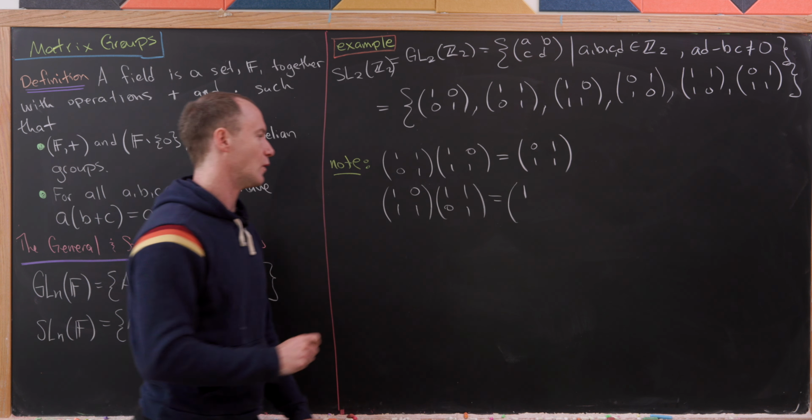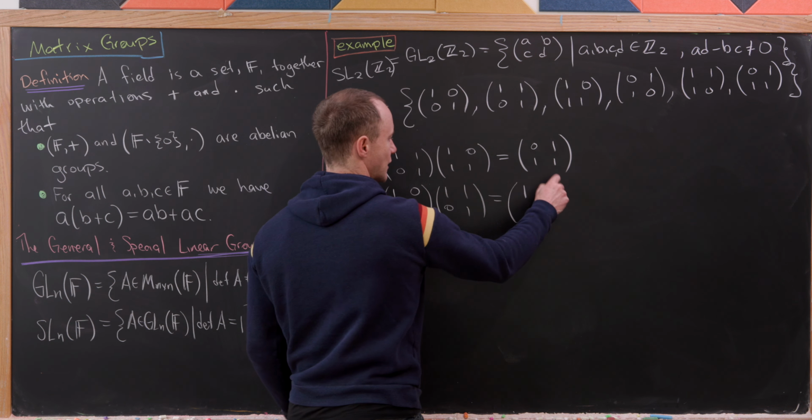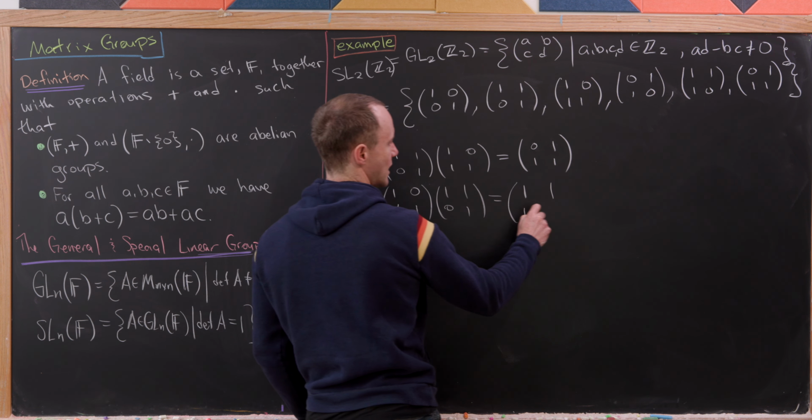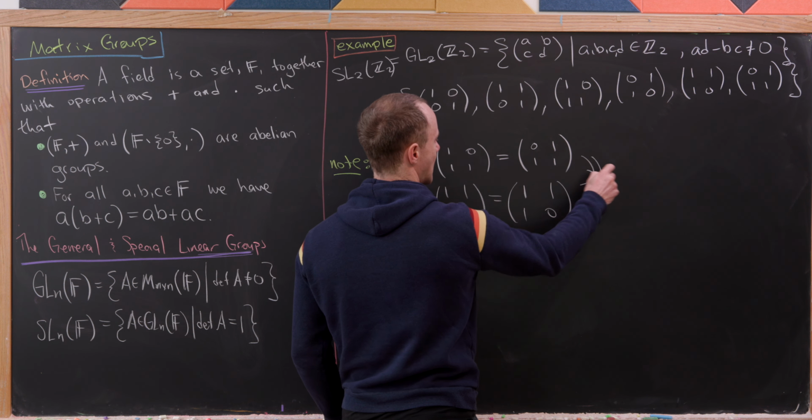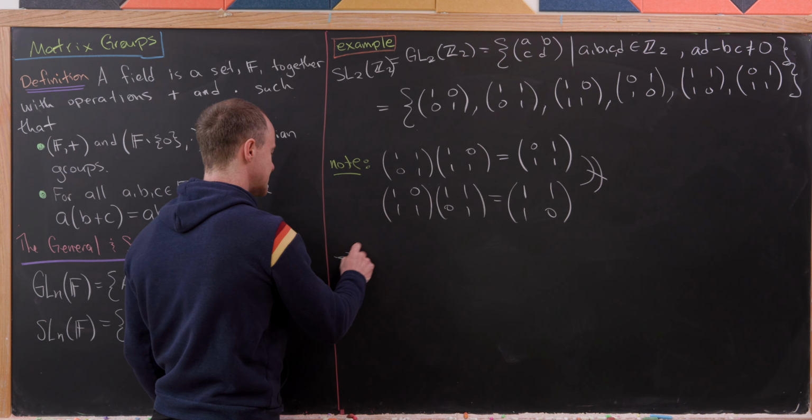So now we're going to get a 1 in this first entry. We'll get a 1 in this entry right here. We'll get a 1 here and a 0 here. But observe that these are not equal. So what does that tell us?